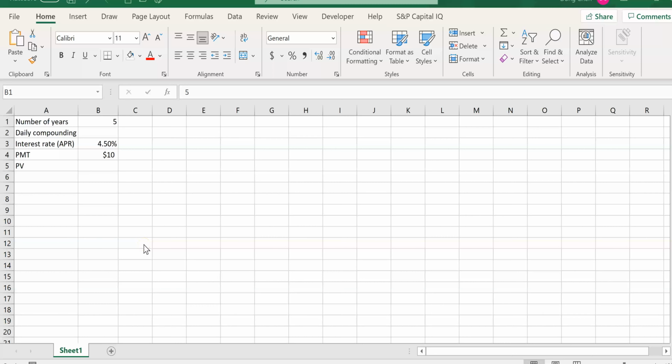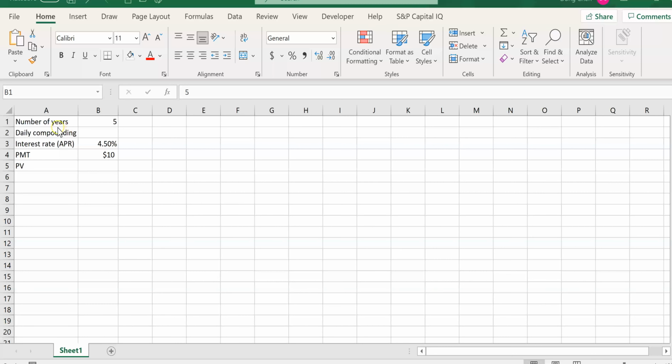I want to use this video to show you how to use a scientific calculator to do the present value calculation for annuity. And then I will use Excel to double check the answer. So here we are provided with a 5-year annuity. But notice here it says daily compounding. This means that we need to work with the daily numbers for each input.